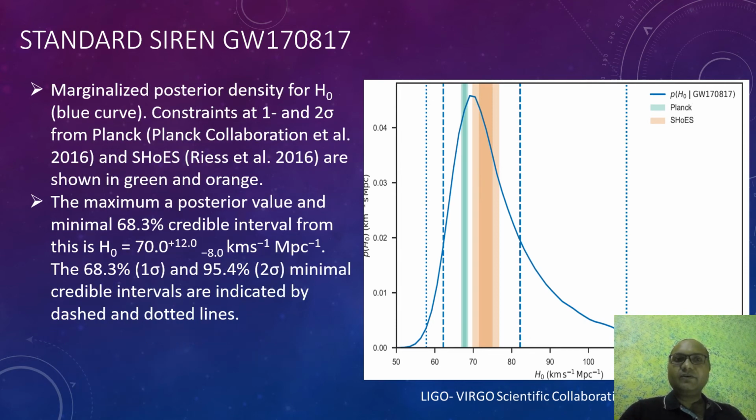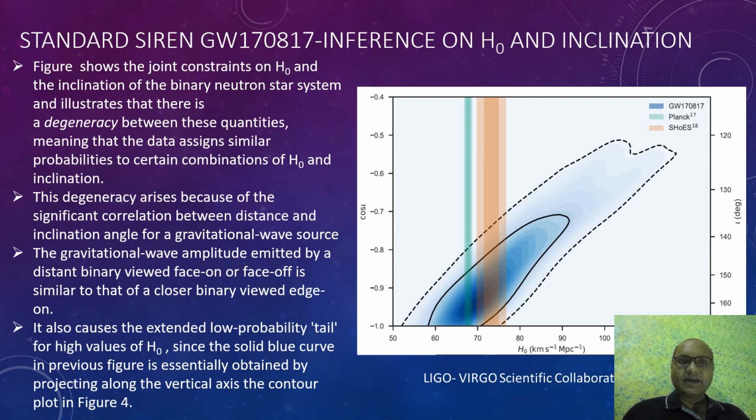The marginalized posterior density of H0, in blue, and the constraints at 1 and 2 sigma from Planck and SH0ES are shown in green and orange. The maximum a posteriori value and minimal 68.3% credible interval from this is 70.0 with a range of plus 12 and minus 8 kilometers per second per megaparsec. The 68.3% (1 sigma) and 95.4% (2 sigma) minimal credible intervals are indicated by dashed and dotted lines, as you can see.